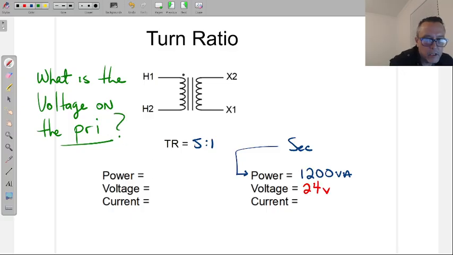So all it's looking for out of all three of these here is just one of them. It could look for power, just to remind you of power being the same on both sides. But in this case, it's just asking us for what the voltage is on the primary side.